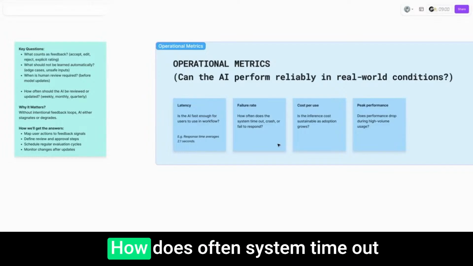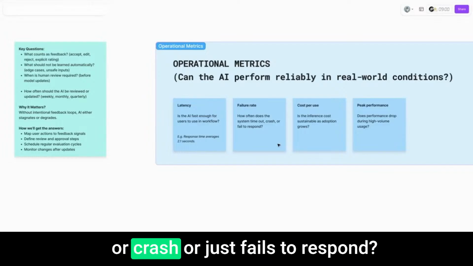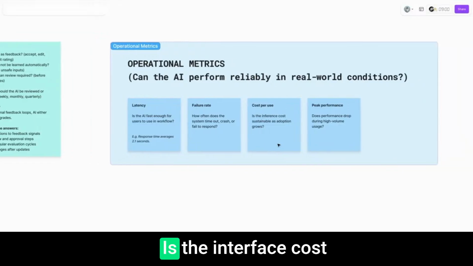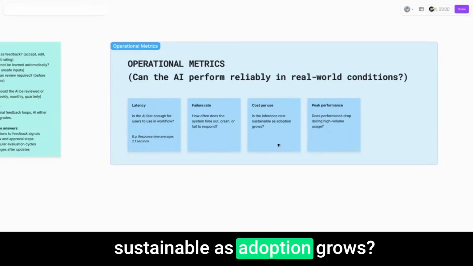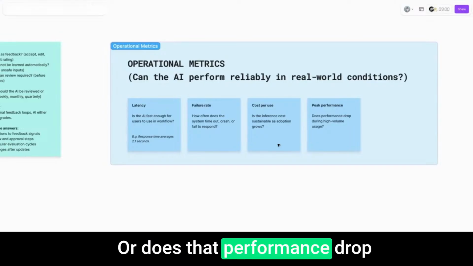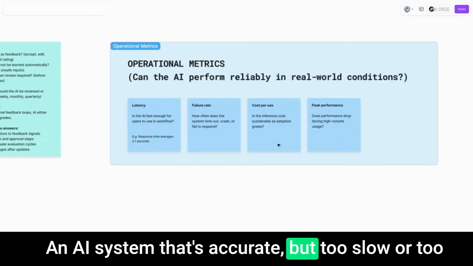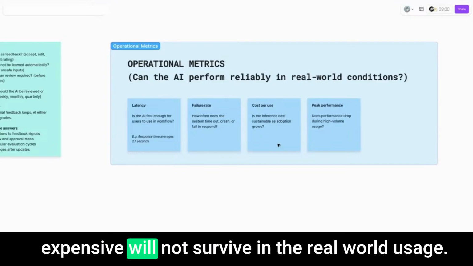What's the failure rate? How often does the system timeout or crash or just fail to respond? What is cost per use? Is the inference cost sustainable as adoption grows? Or does the performance drop during high volume usage? An AI system that's accurate but too slow or too expensive will not survive in the real world usage.